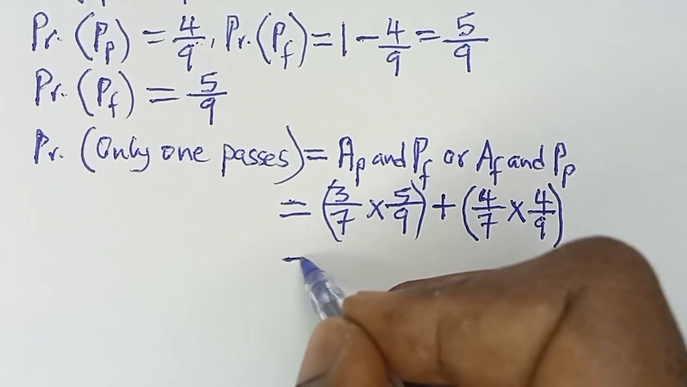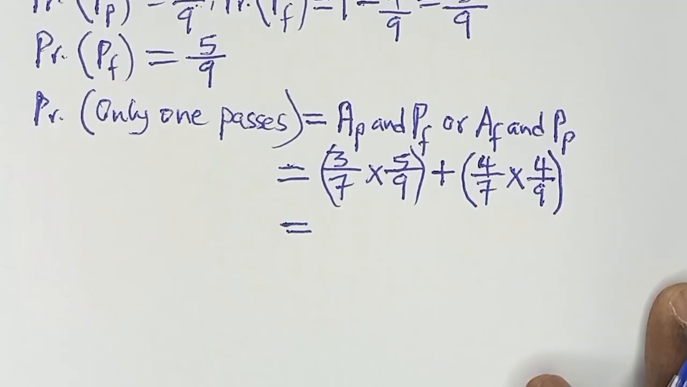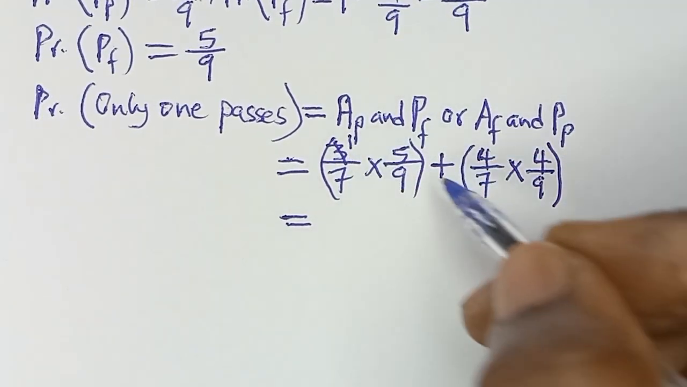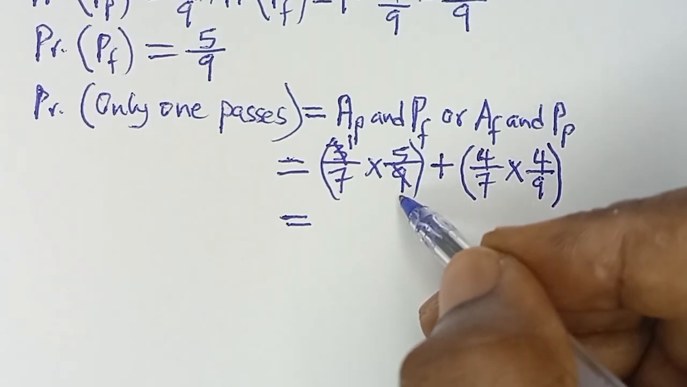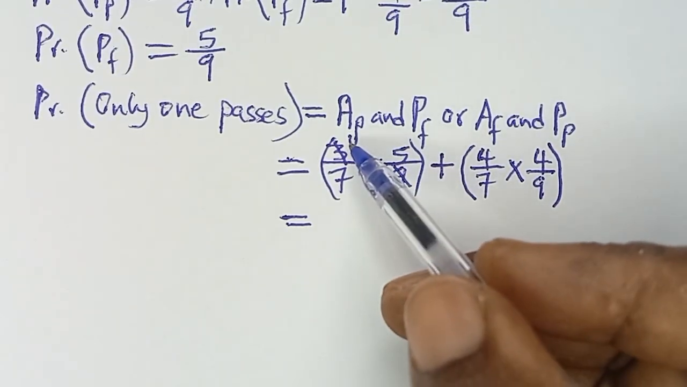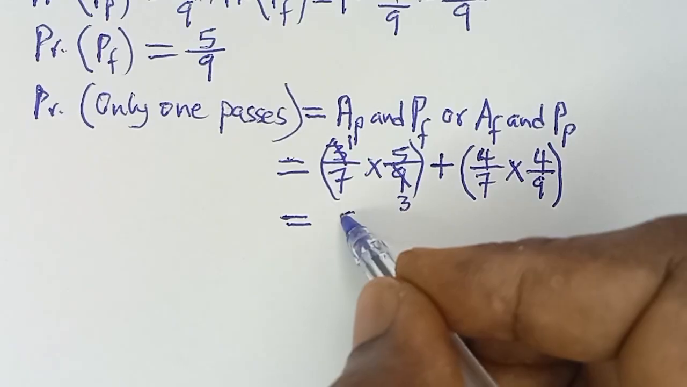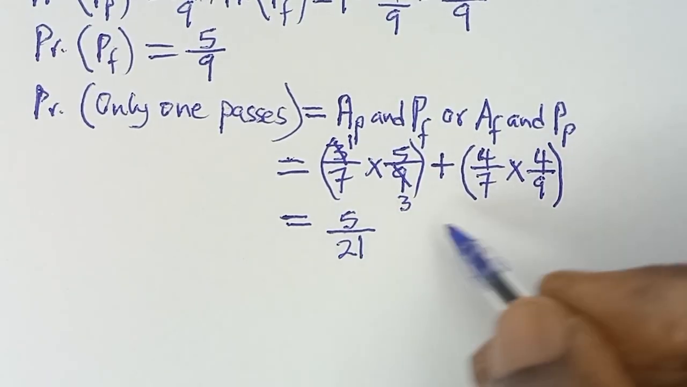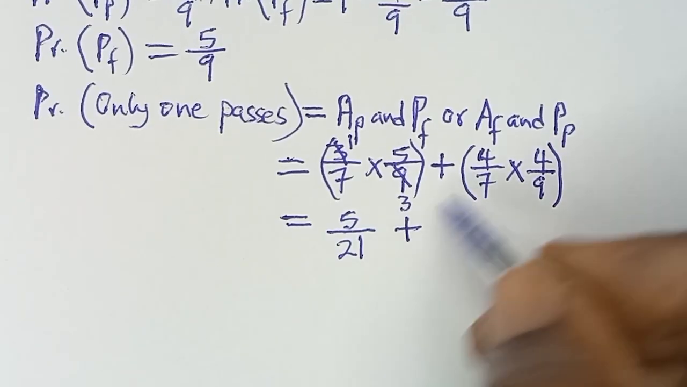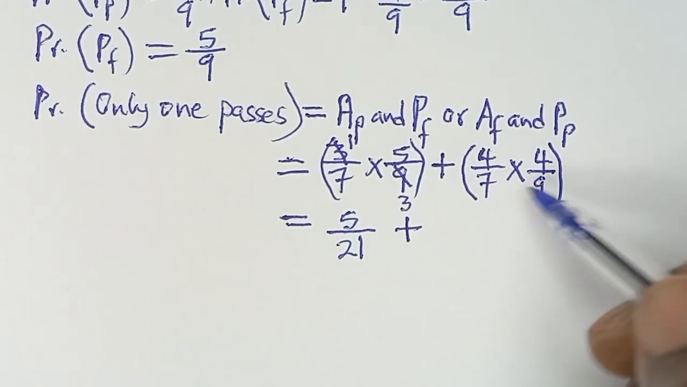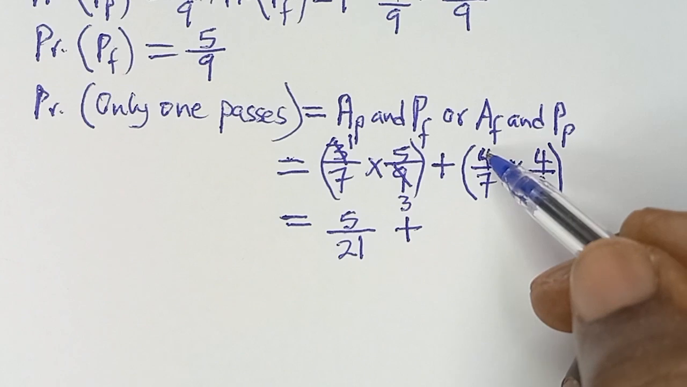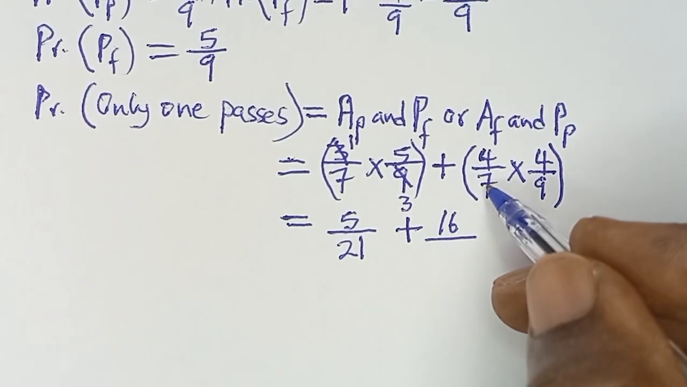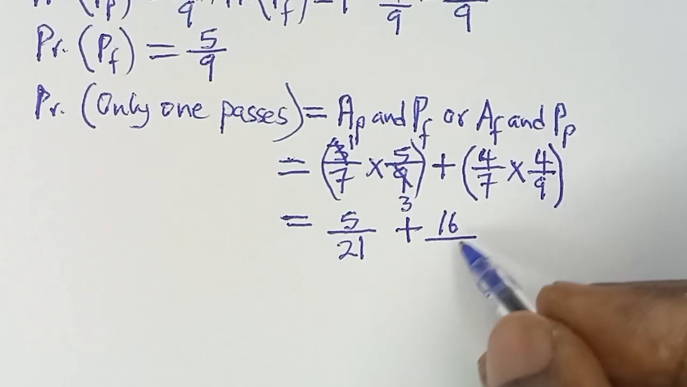So now let's simplify. We'll be cancelling the 3 in 3: 3 divided by 3 is 1, and 9 divided by 3 is 3. So this will be left with 1 times 5, which is 5, all over 7 times 3, which is 21. And then plus, that is this addition here. Here we cannot cancel. So we say 4 multiplied by 4, which is 16, all over 7 multiplied by 9, which is 63.